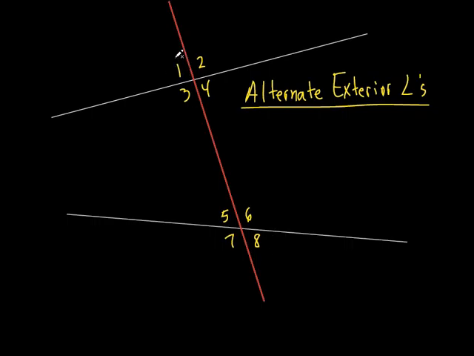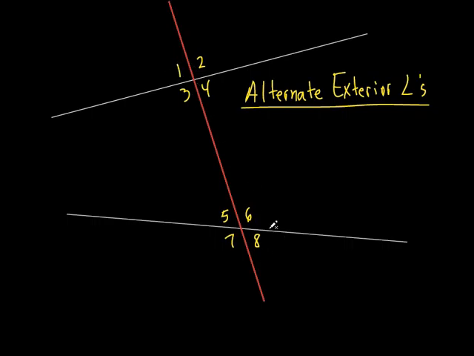So look at angle 1. Let's just start with angle 1. That's an exterior angle. Which angle is completely opposite of angle 1? Which exterior angle is completely opposite? It's 8. That's right. So it's on the other side of the transversal, and it's down here in this group of angles, isn't it? So it's completely opposite.